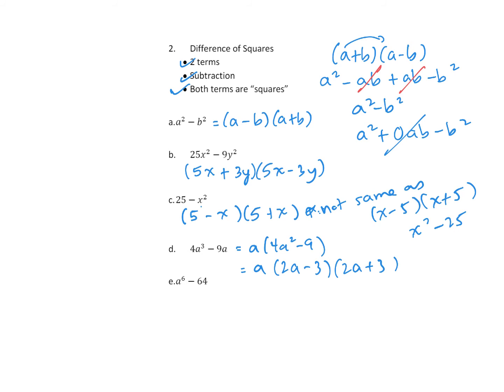And then lastly, this is a difference of squares, it has two terms, it is subtraction. They are both squares. If the exponent is an even number, it's a square. So I just divide 6 by 2, that gives me 3. Square root of 64 is 8. And that is my final answer.